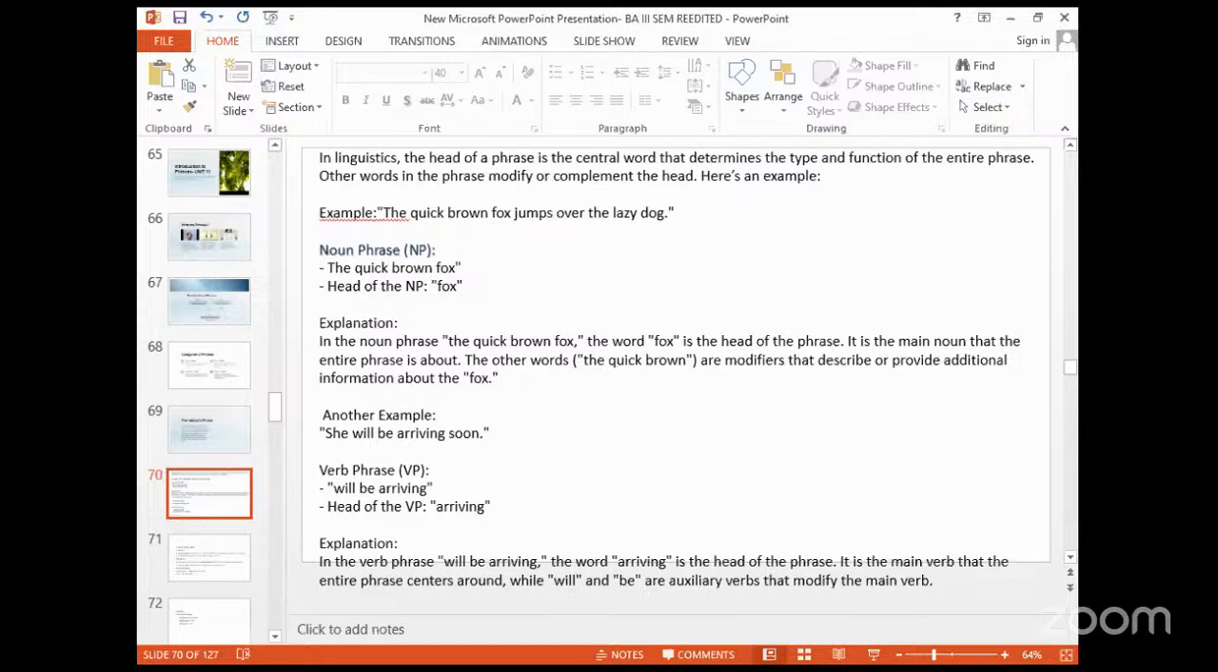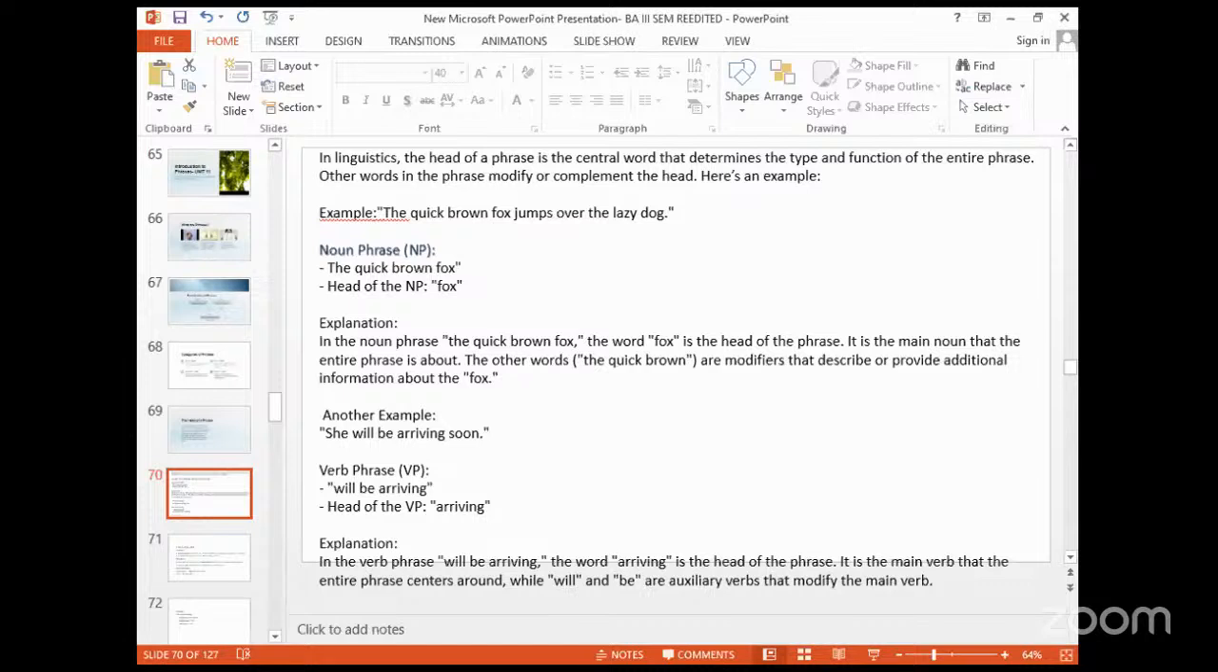Why? Because the rest of the words, whether it is a determiner or an adjective, all describe that particular word, and that is called a head word. So in the noun phrase the quick brown fox, the word fox is the head of the phrase. It is the main noun that the entire phrase is about. The other words, the quick brown, are called modifiers that describe or provide additional information about the fox.